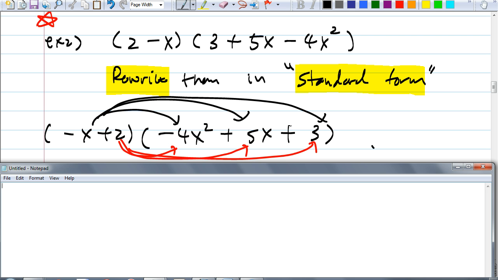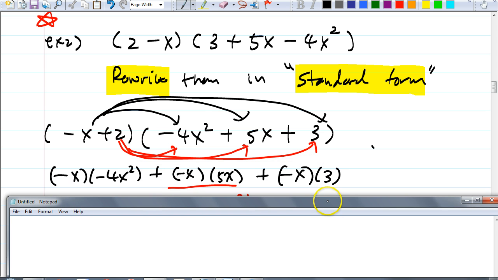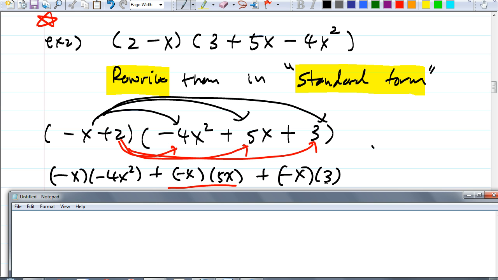So, Sammy, tell me what to write. When I multiply negative x times the first term of the other polynomial, what do I get? Don't multiply it out. Just tell me what to write, because I want to see the work. Okay, so negative x times negative 4x squared. Good. Plus, what's the next one? Negative x times 5x. Good. Plus negative x times 3. Good. How many people could do this in your head? Okay, but do I want you to do that in your head? No, because if you make one silly mistake here, the whole thing's wrong. Does that make sense?